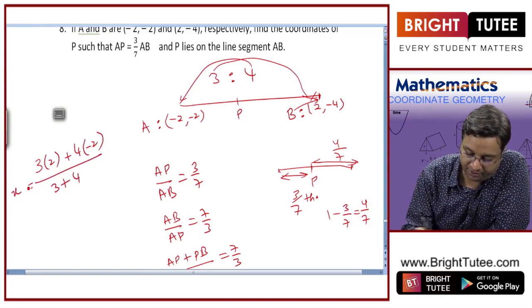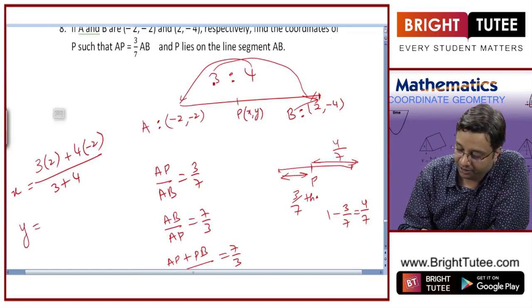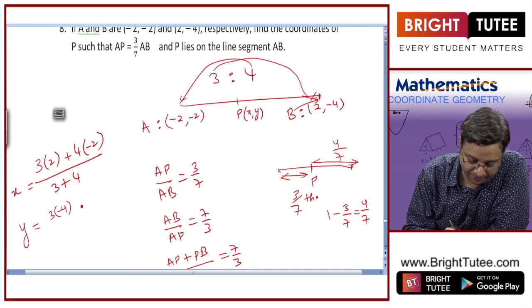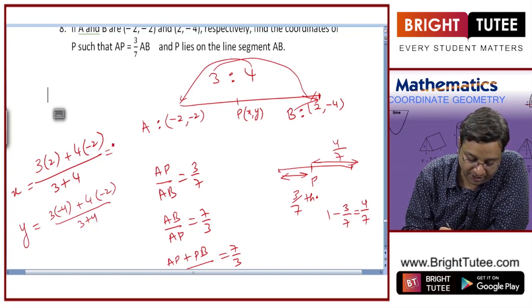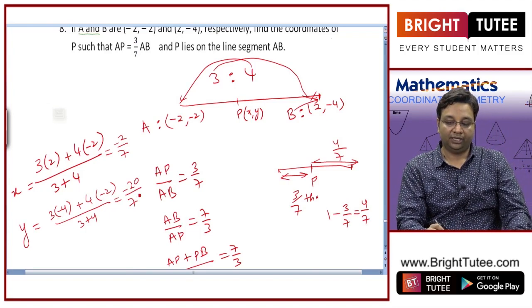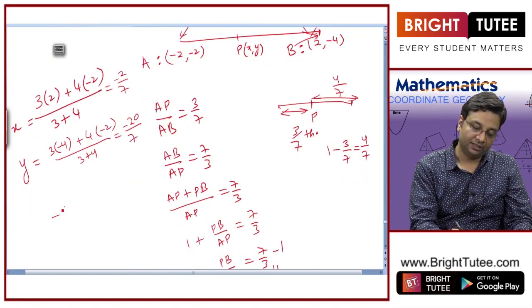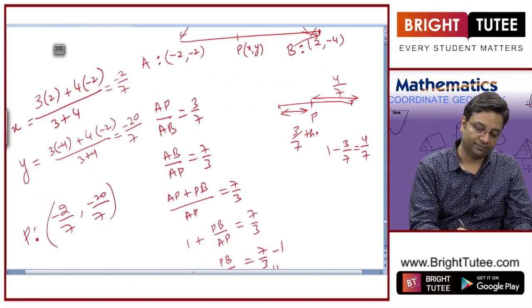This will be the x coordinate. Okay, what will be the y coordinate? Y coordinate will be 3 into minus 4 plus 4 into minus 2 divided by 3 plus 4. So this will be equal to 6 minus 8 minus 2 divided by 7. This will be minus 12 minus 8, which is equal to minus 20 divided by 7. So the coordinates of point P are minus 2 by 7, minus 20 by 7.